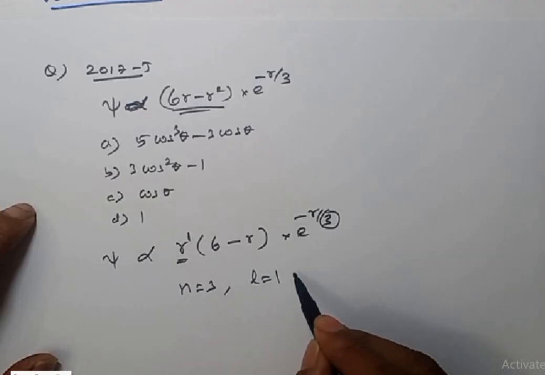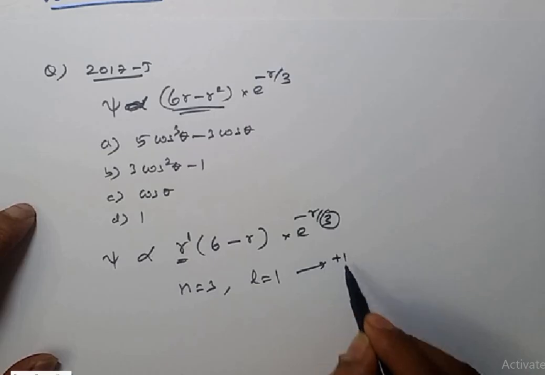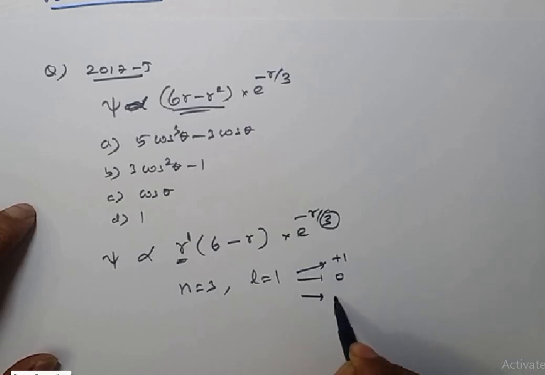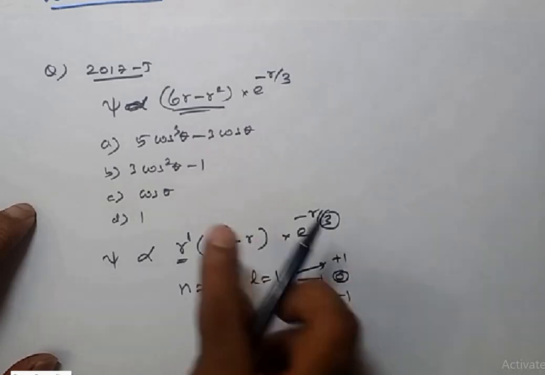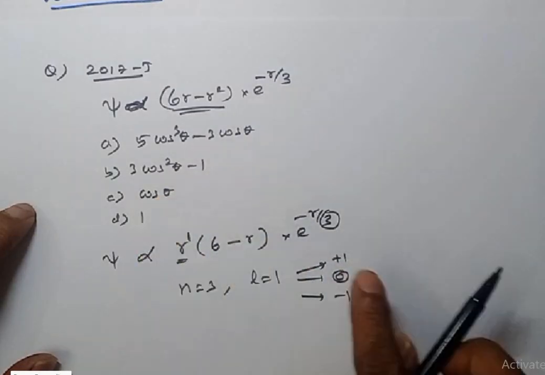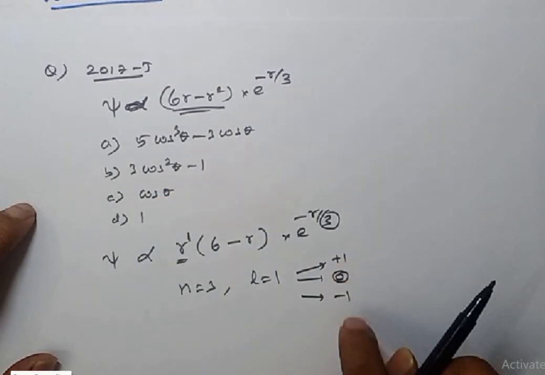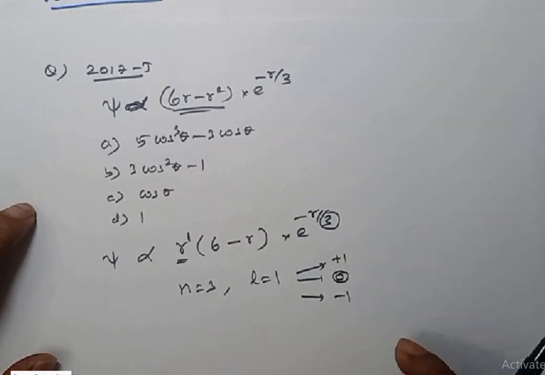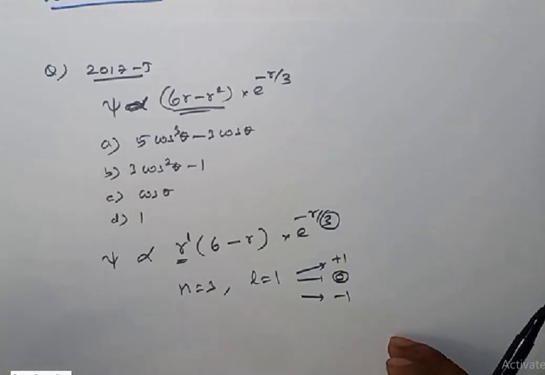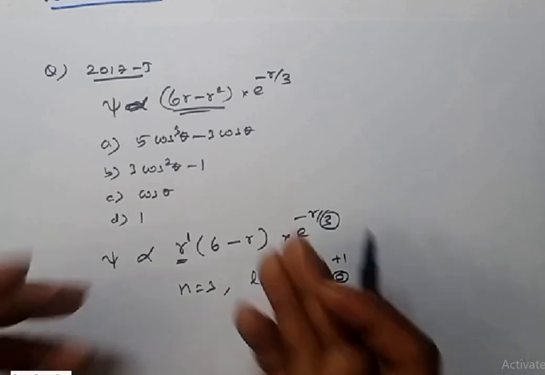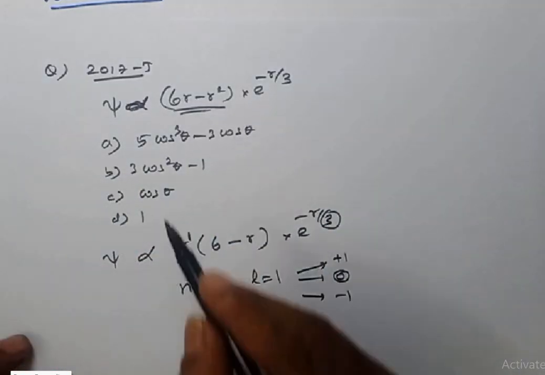That means the possible ML values are plus 1, 0, minus 1. If it is 0, I'll get cos theta. If it is plus 1 or minus 1, then you should take linear combination. I should get sin theta cos phi or sin theta sin phi. Those options are not given. So the correct option is cos theta.